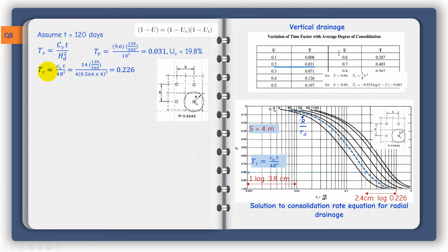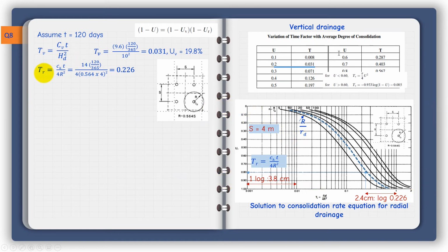So I can substitute here. CH is 14, that's given. And I want you to note that normally the coefficient of consolidation in the horizontal direction is greater than in the vertical direction. Again, we substitute for T 120 and we get 0.226. This is the time to use this graph.